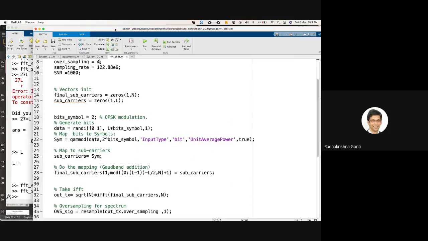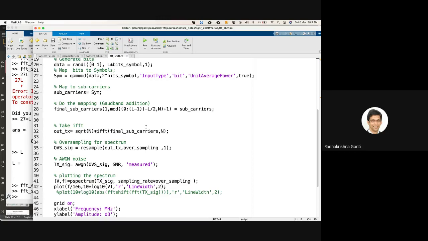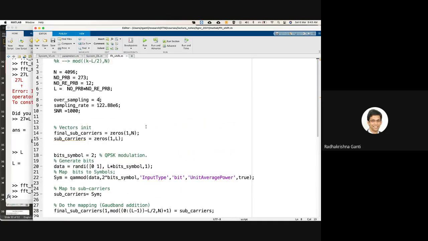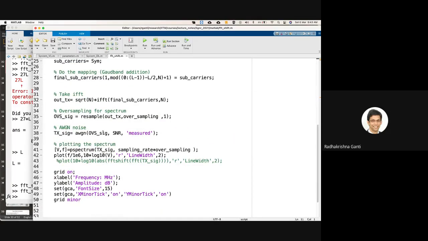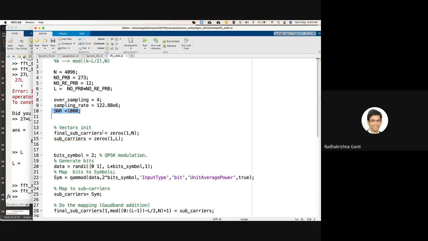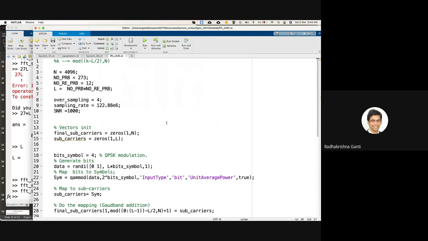So I'll share this MATLAB code with you. This will also help you in the upcoming assignment. You can play around with this code, different sampling rates. Forget about this SNR for now, since there's no receiver, SNR doesn't make any sense, but I just added that. You can play around with the different PRBs and other things and see how the spectrum looks. You can increase the modulation also. You can make it 16 QAM also. It will still work. The whole code works. Play around with this.